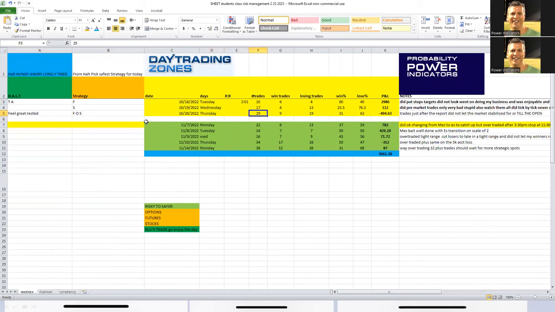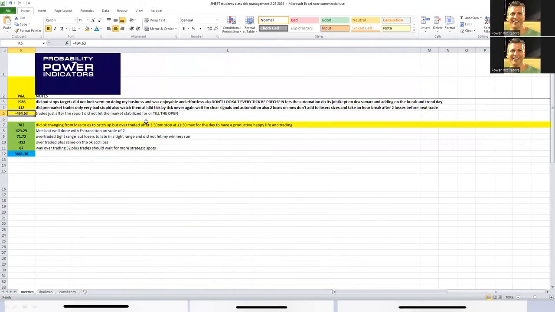Already, you see, I've done too many trades, 29 trades. Most of the time, the ideal number of trades is between 6 and 10 tops. It's more 6 than 10. The fewer, the better. So I have 29 trades, 19 losing and 9 winning. I'm losing $500.